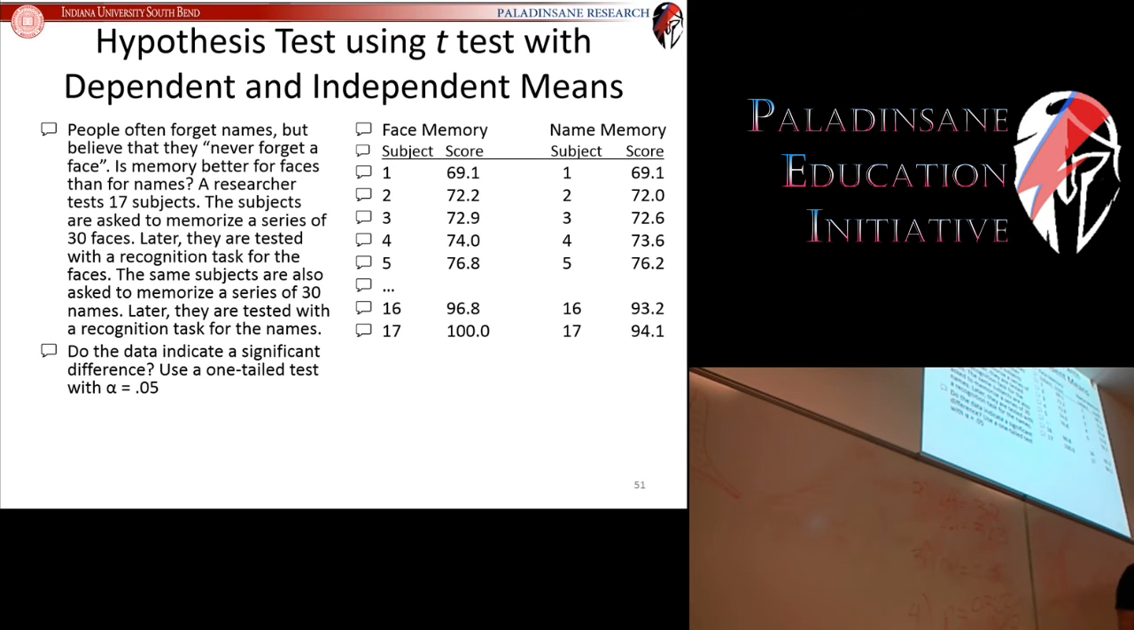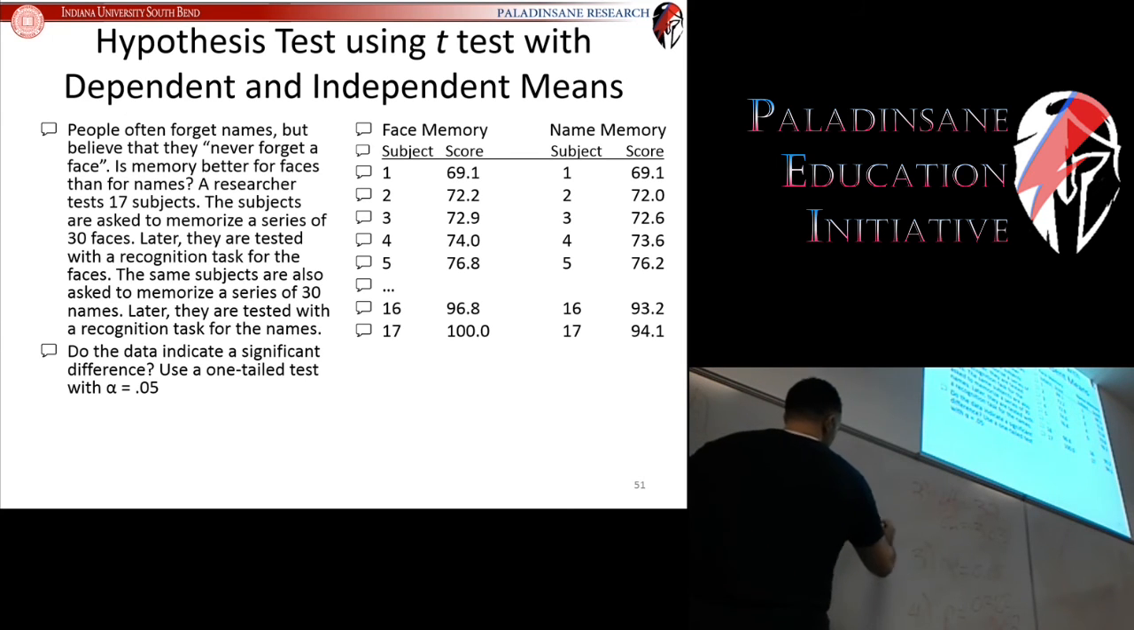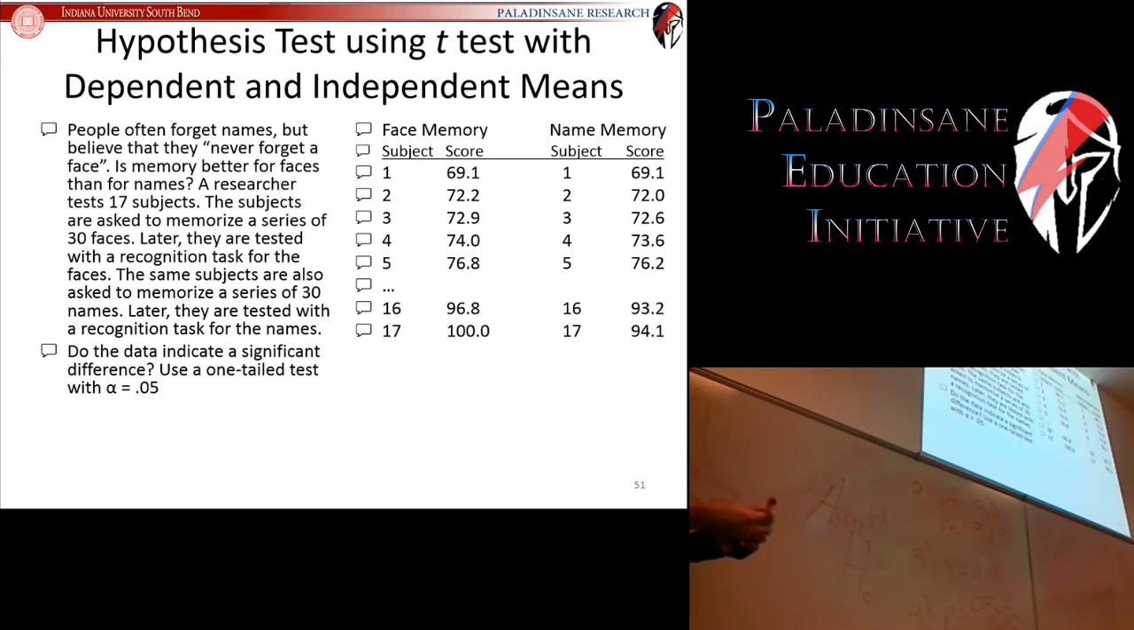Remember that for the independent means t-test that we just did, we accepted the null hypothesis. All right, so keep that in mind. What now happens when we use the exact same data, but we run it as a dependent means t-test?